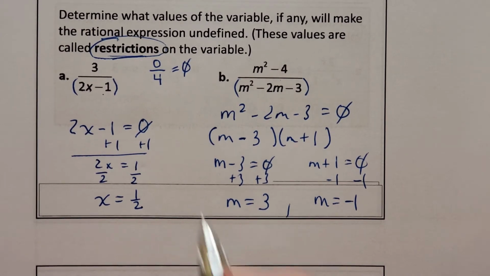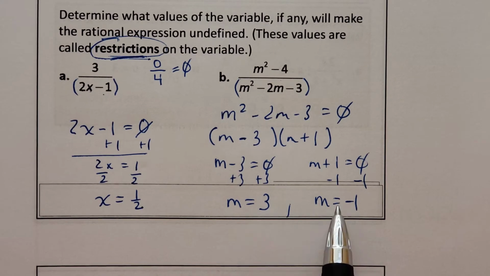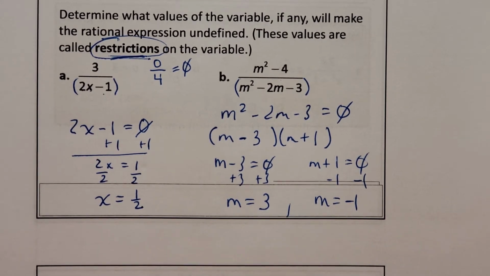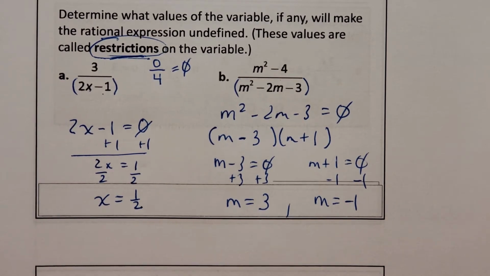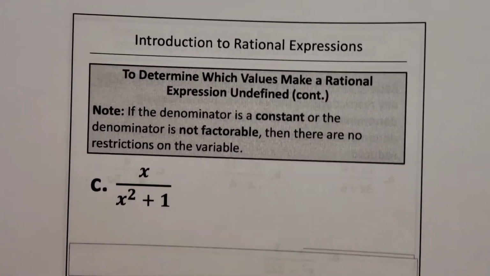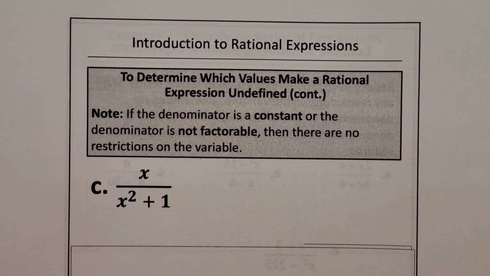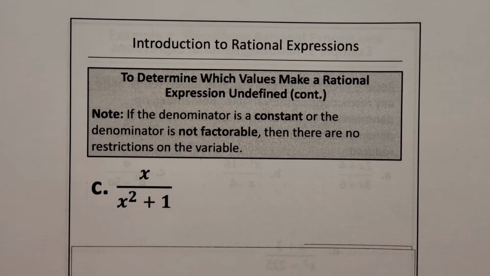So when it asks for restrictions, the answer on this one is m cannot equal -1 or 3, or in other words, the restrictions are 3 and -1. Those are the two values that would make that variable expression undefined.